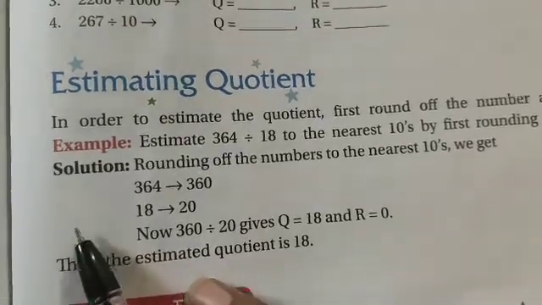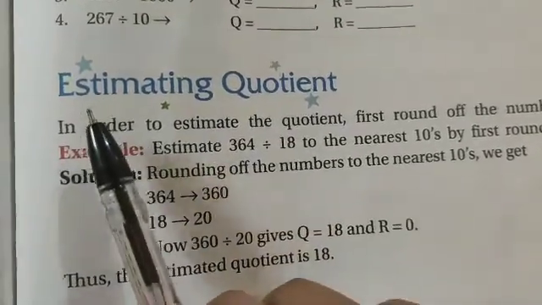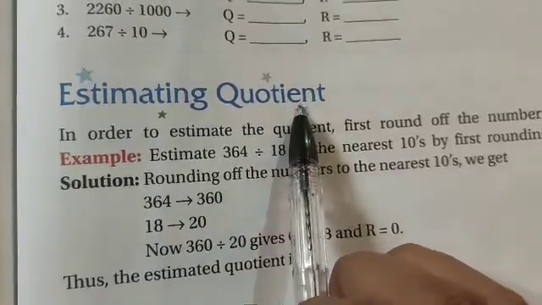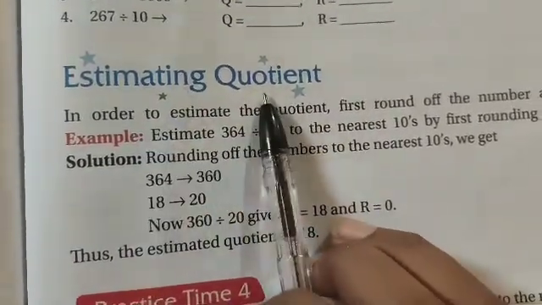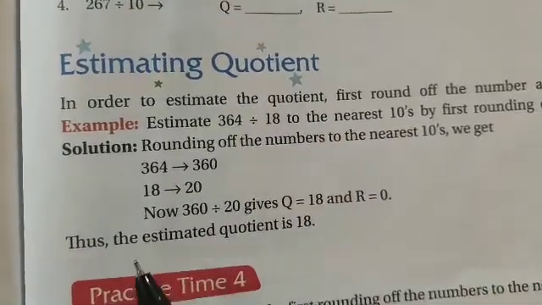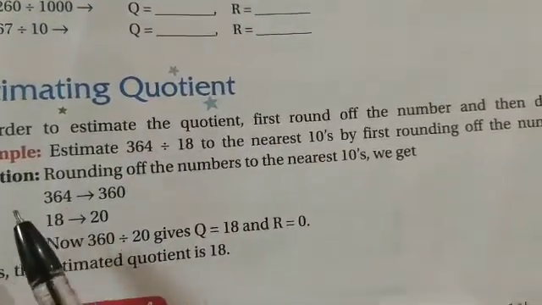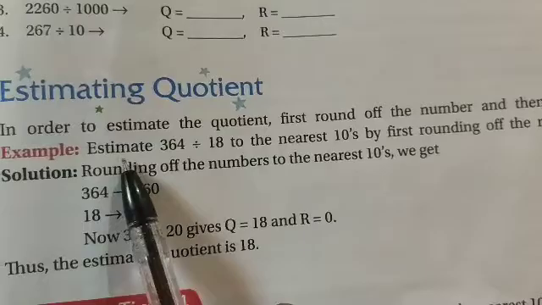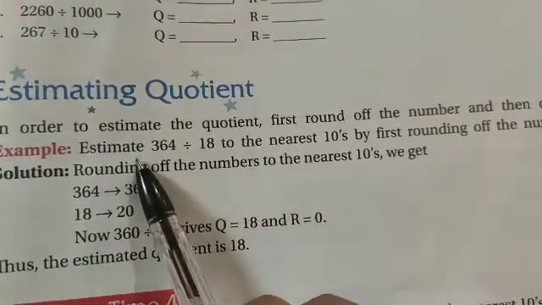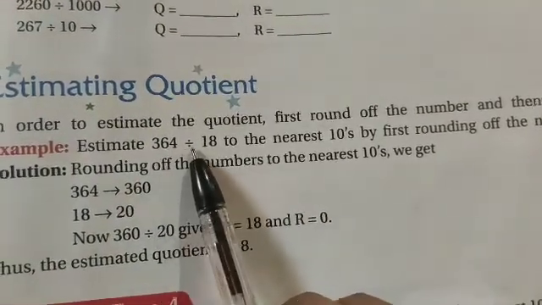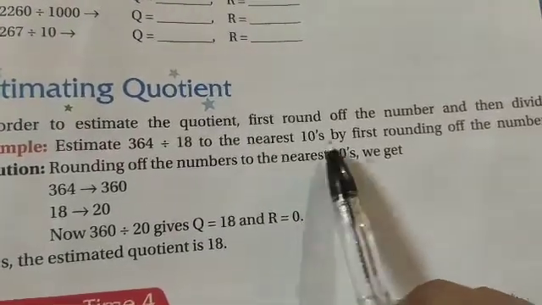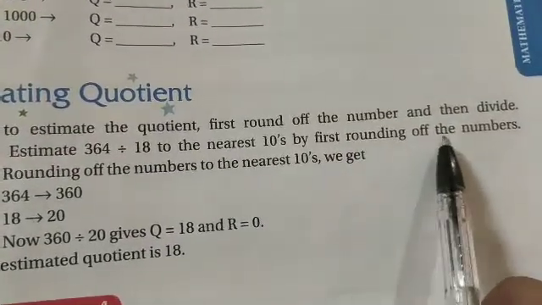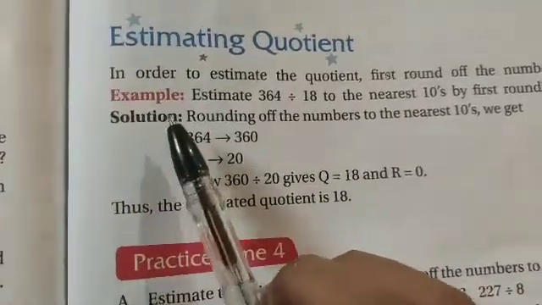Hello student, in this video we are going to learn about estimating quotients. When we have to estimate a quotient, we must round off the numbers. Now, see, an example is given. Estimate 364 divided by 18 to the nearest tens by first rounding off the numbers.